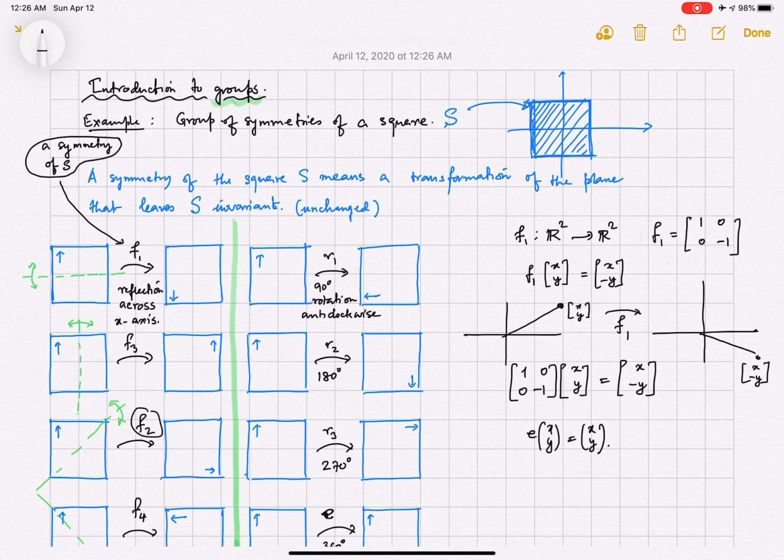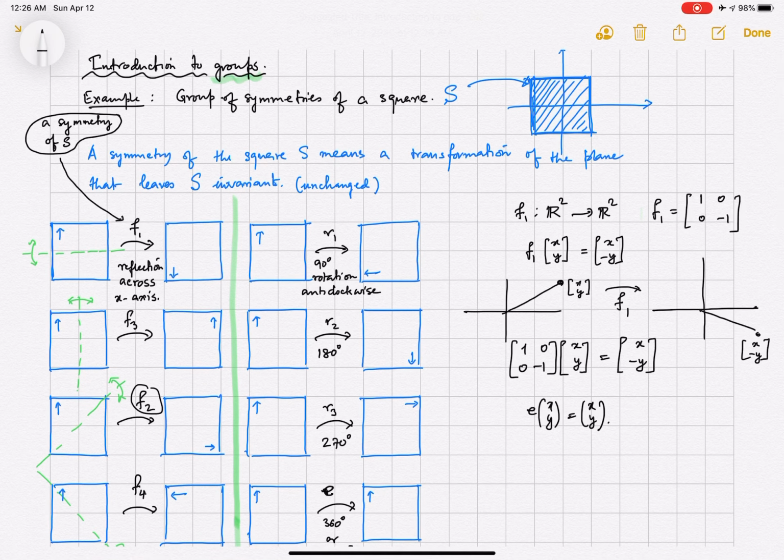Let's study this example of symmetries of a square some more. We listed 8 symmetries of a square, 8 transformations that you can do to the plane that takes a square to itself. You have 4 reflections across the x-axis, across the y-axis, across the 2 diagonals. They're called F1, F2, F3, F4.